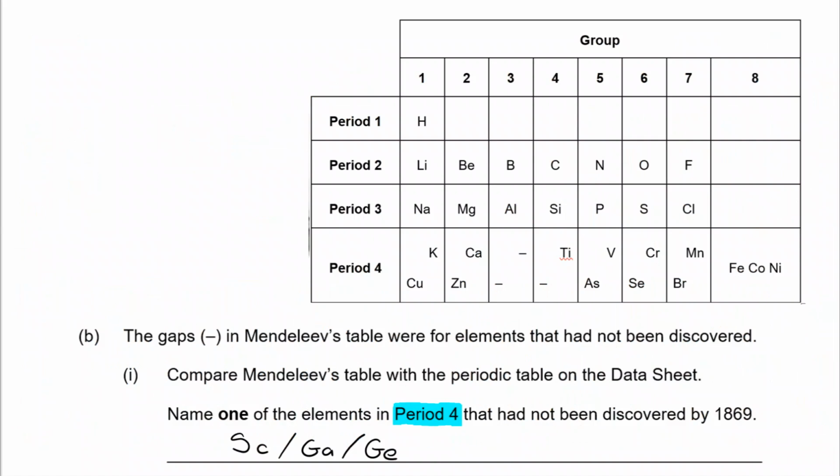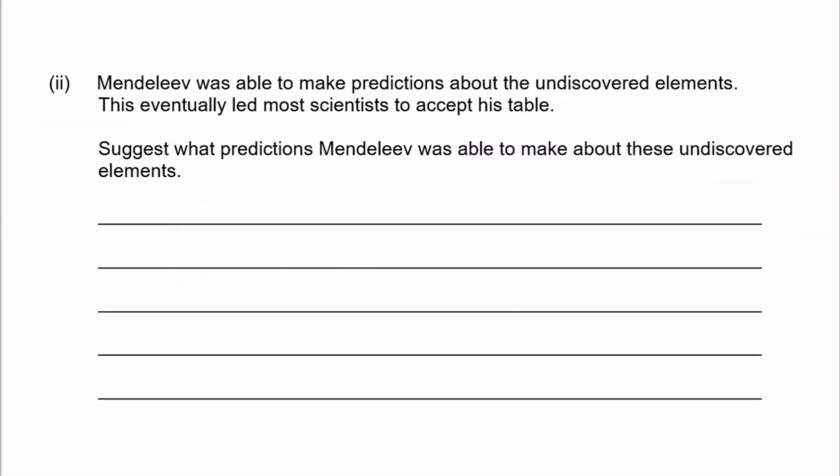And they are scandium, gallium, and germanium. So you had to pick one of those. Moving on in the question, Mendeleev was able to make predictions about the undiscovered elements. This eventually led to most scientists accepting his table. What predictions was he able to make?